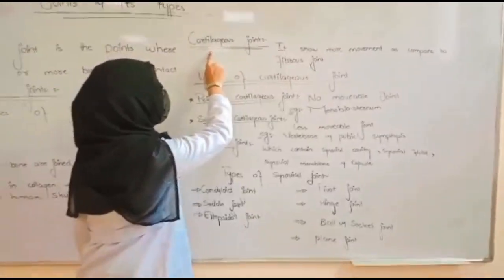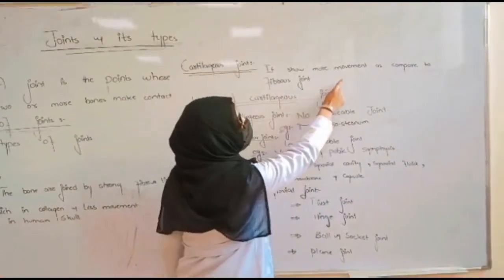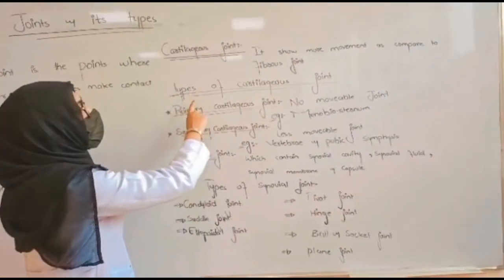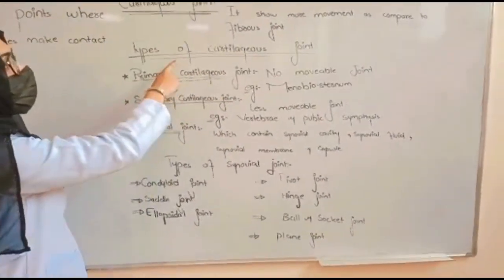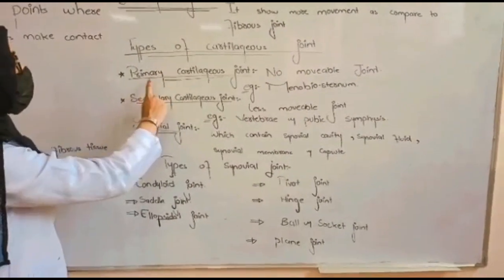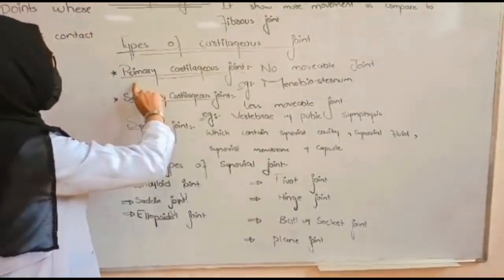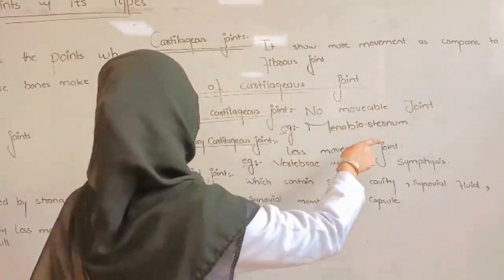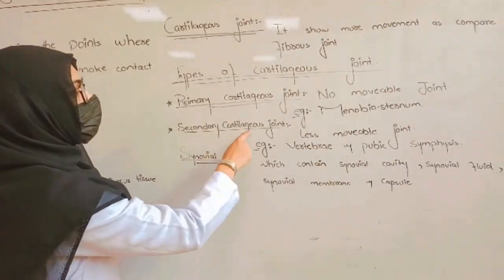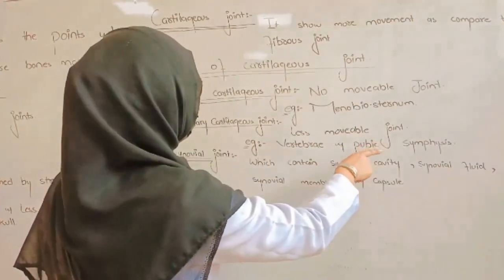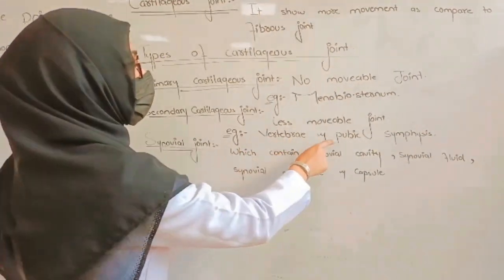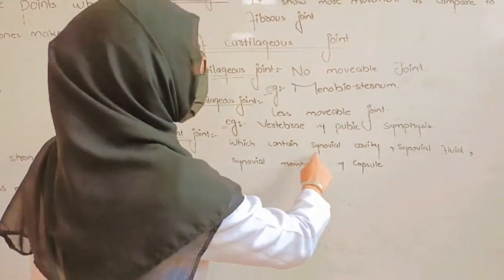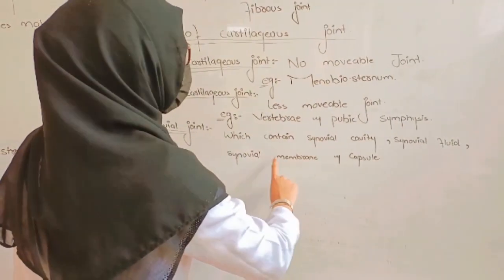Next, cartilaginous joint. It shows more movement as compared to a fibrous joint. There are two types of cartilaginous joint: primary cartilaginous joint and secondary cartilaginous joint. Primary cartilaginous joints are immovable, for example the mammalian sternum. Secondary cartilaginous joints are slightly movable, for example vertebrae and pubic symphysis. Synovial joint contains a synovial cavity, synovial fluid, synovial membrane and capsule.